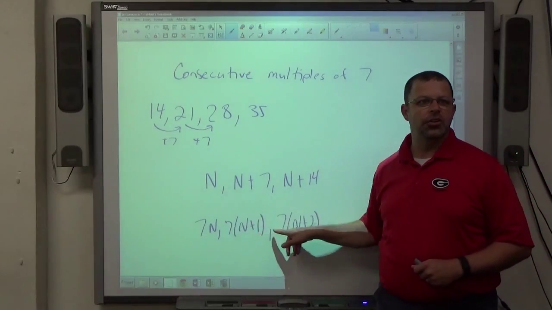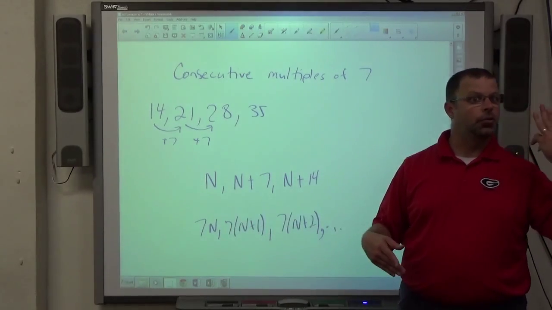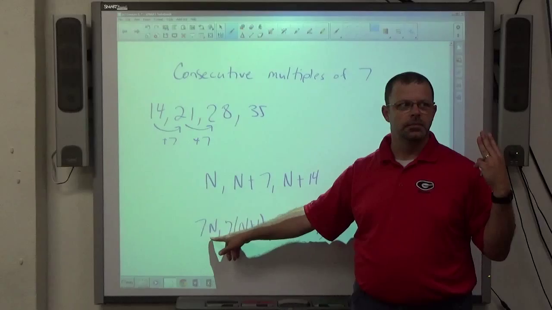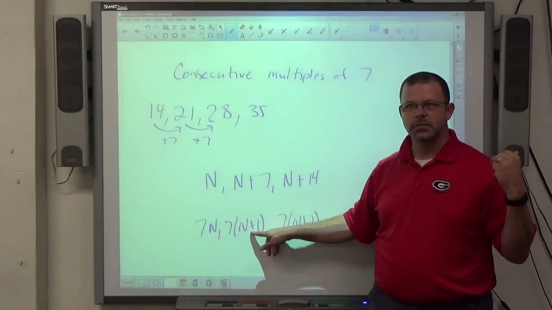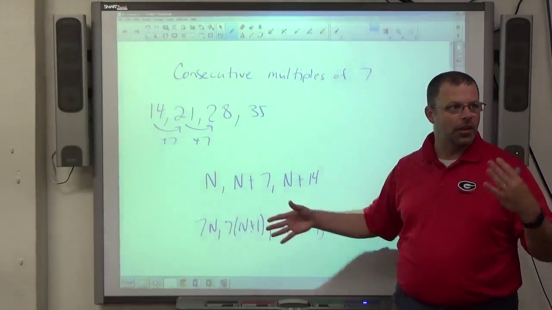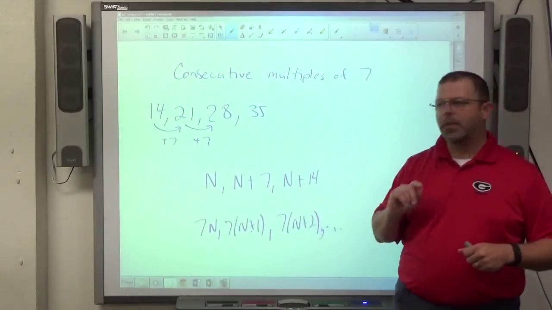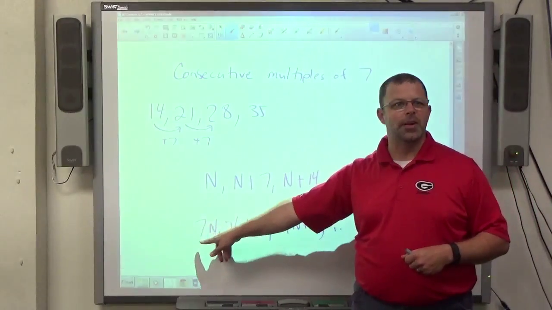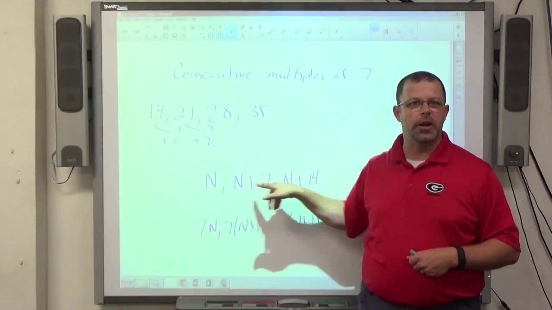Okay, that's also consecutive multiples of 7. Let's say n equals 3. 7 times 3? 7 times 4? 7 times 5? See, it's still consecutive multiples of 7. The problem there, though, is that when you get n equals 3, you still have to multiply by 7 to get the answer. Here you get n equals 21, you're ready to go.